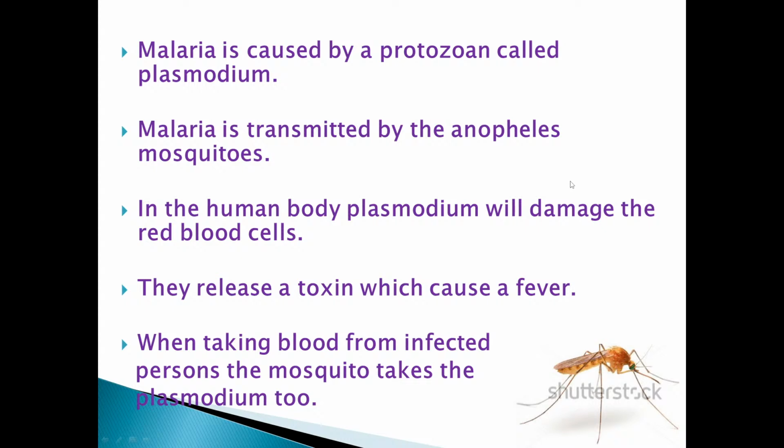When taking blood from infected persons, the mosquito takes the plasmodium too. So the organism that causes the disease is known as plasmodium. So they are saying that if you are infected and you are bitten by a mosquito, the mosquito will take some blood from your body. So the blood that has the malaria, the mosquito doesn't just take the disease, it also takes the organism that causes the disease. So the mosquito will bite an infected person.